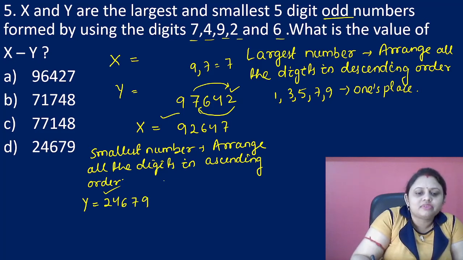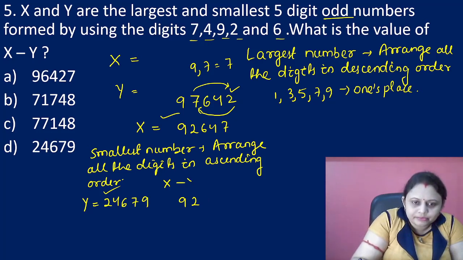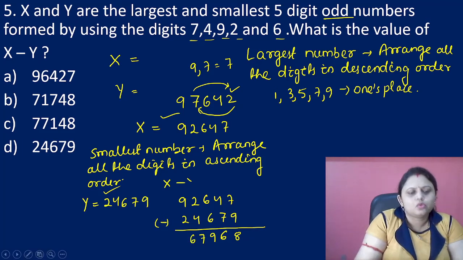We have to next find x minus y. What is x? 49,2... 6 4 7 minus 2 4 6 7 9. Okay, we have to subtract. What will it be? 8, then 6, 9, 7 6.